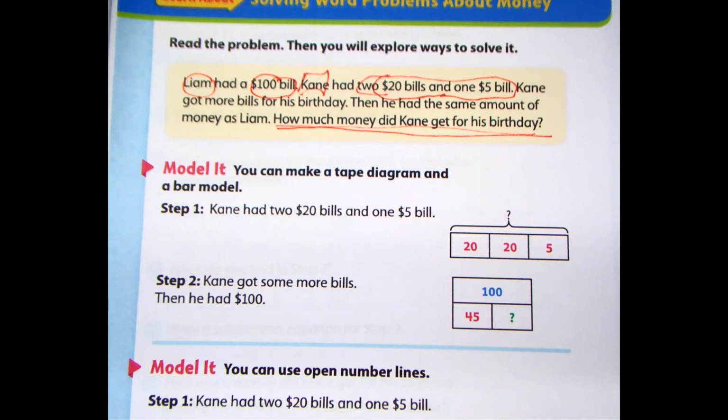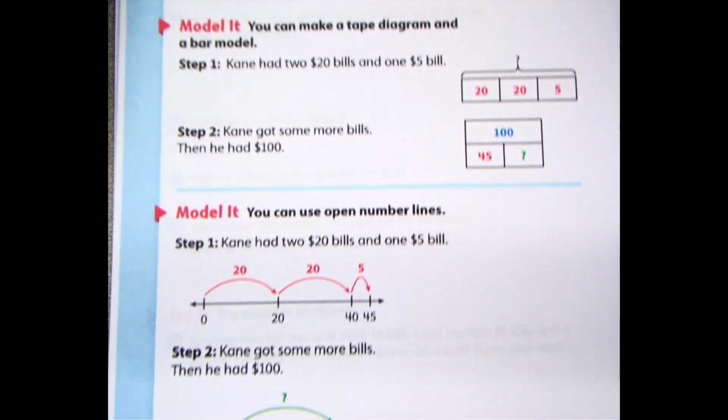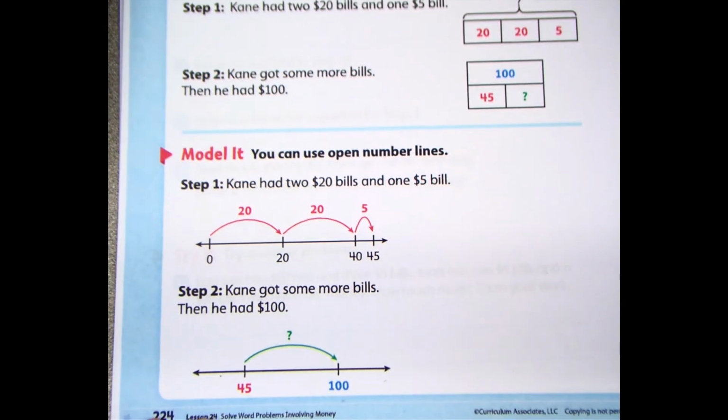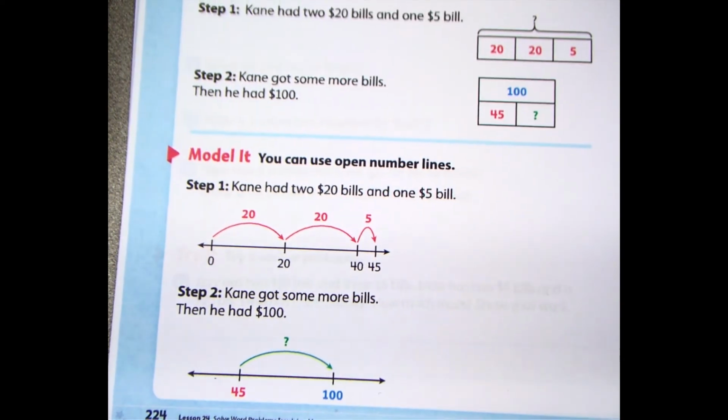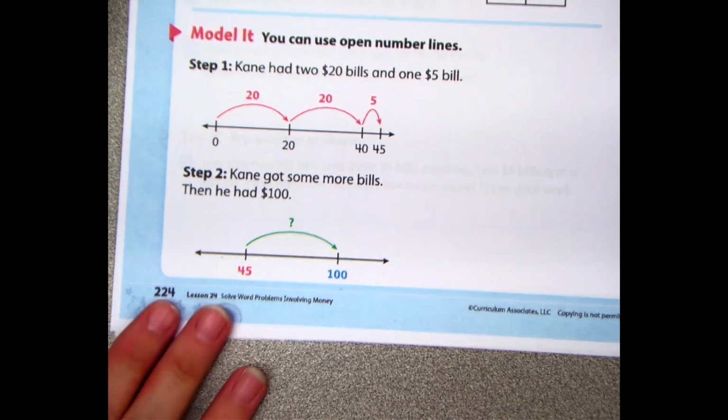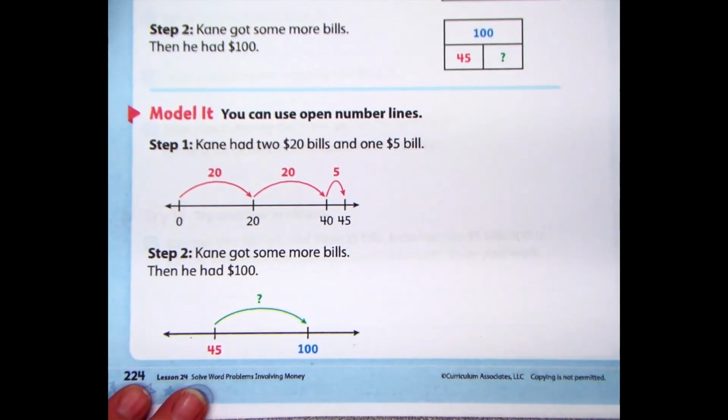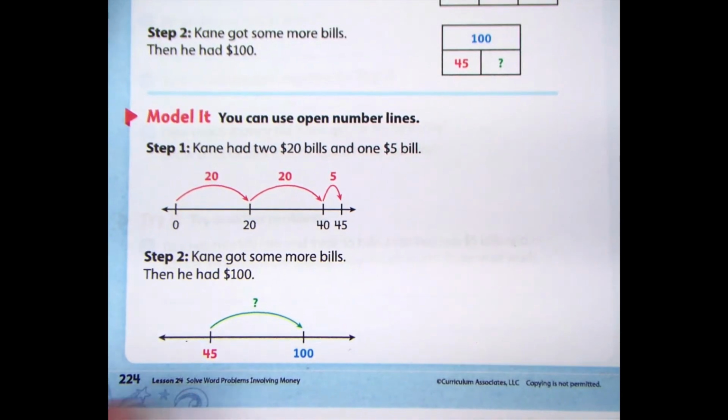Okay, so let's look at the second model. Oh, do you remember these? Number lines. Some of you got really good at number lines, and I know some of you, these were not your favorite way to solve. Okay, so let's look at the second model. It uses an open number line to solve the problem. So we're going to kind of re-go through the problem again.